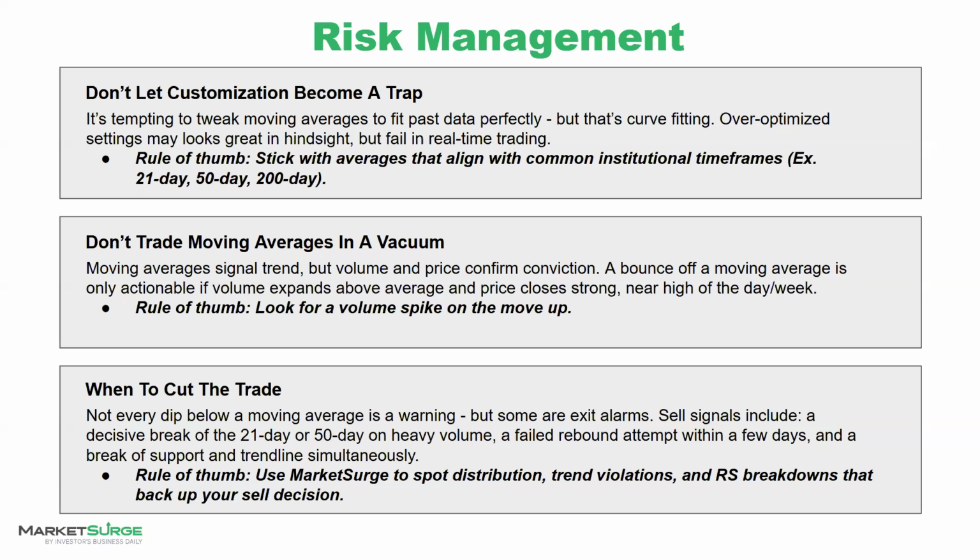Now, we don't only use moving averages, right? I talked about some of the other things that we'll use, right? That RS line, those trend lines are going to be extremely helpful to us. We always want to keep an eye on the market when we're buying. We want to look at the fundamentals, right? So this is not a moving averages only type of thing, even though these moving averages are extremely important. And then finally, not every dip below a moving average is necessarily a sell, right?